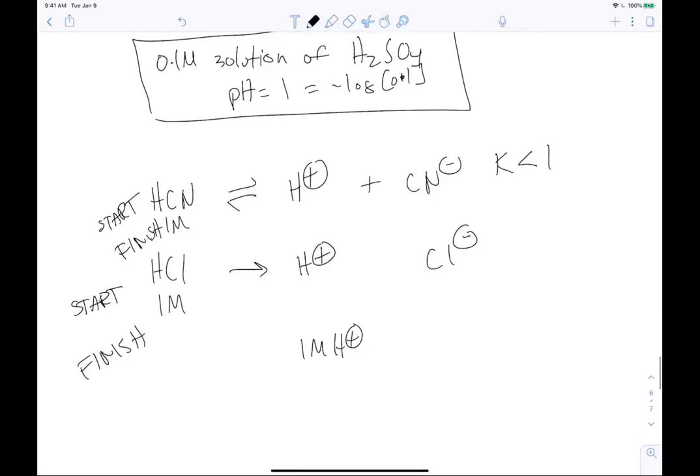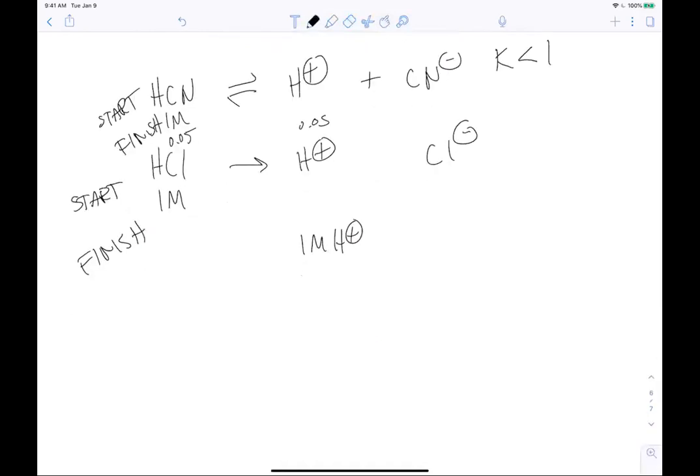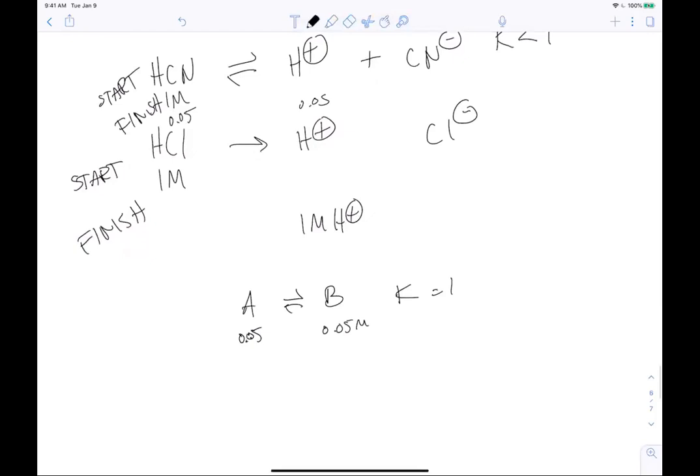So remember, if K is equal to 1, that means that at 1 molar at equilibrium, you would end up with 0.05 of this and 0.05 of this. Let's go back to equilibrium without acids and bases. Let's just say you have a really straightforward equilibrium, A going back and forth with B. At K equals 1, if I start out with 1 molar A, at equilibrium, I'll have 0.05 molar A and 0.05 molar B. So K equal 1 means that you have exactly 50% ionization.